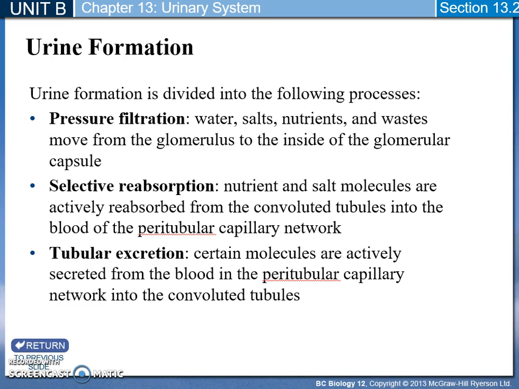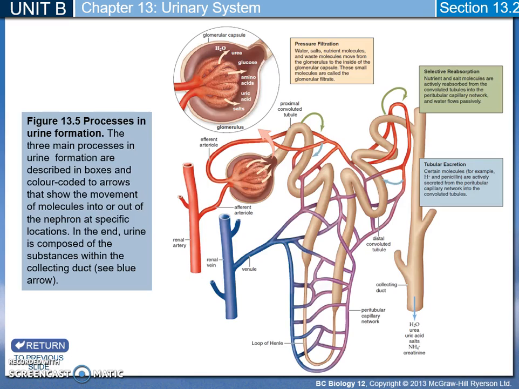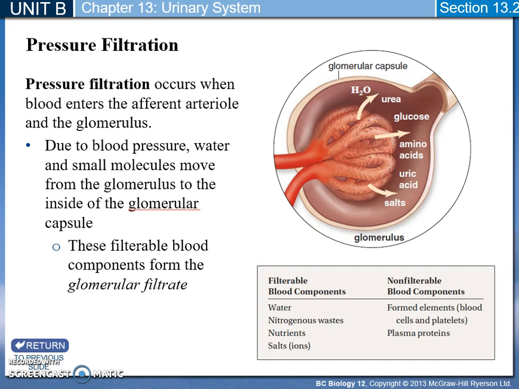And then we have tubular excretion, in which certain molecules are actively secreted from the blood in the peritubular capillary network into the convoluted tubules. So we'll first look at pressure filtration then. And this occurs in the glomerulus, as mentioned. This is in this diagram. You see all three of those processes and where they take place. So we'll look at each one of those in a little bit more detail, starting with the pressure filtration.